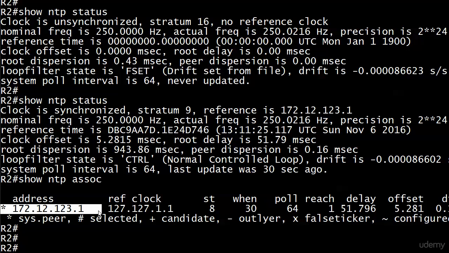This address was learned via a broadcast. So just a little bit of a gotcha there I wanted to point out to you with the NTP broadcast and NTP broadcast client commands. That's about it for NTP, period, actually.